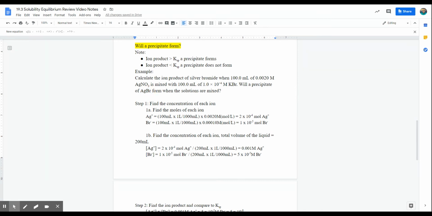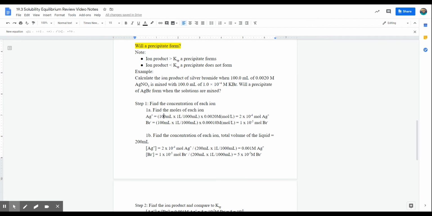One thing to note is you're mixing 100 milliliters of one solution and 100 of another, so your total amount is going to be 200 milliliters. That will come up later. All right, step 1, you want to find the concentration of each ion. So you're given a molarity of the original solution that you're pouring in, and then you're given the amount that you're going to pour in. So first step, molarity is written as moles per liter. Your amount that you're given is in milliliters, so you have to convert that first to liters.